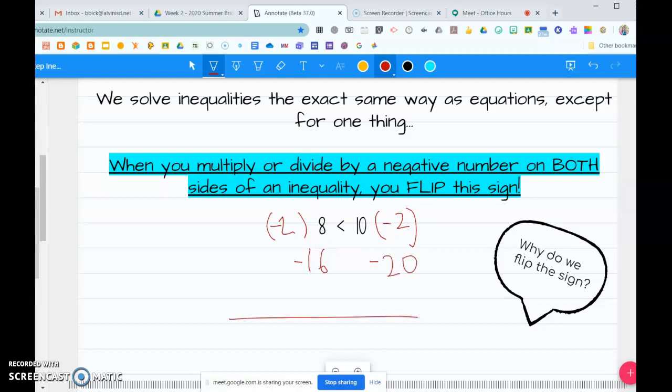Well, if I'm going to graph those on a number line, then this technically would be 0, right? And this would be negative 16, and negative 20 would be over here. Well, originally, my symbol said 8 was less than 10. Well, is negative 16 less than negative 20? No. That is why our sign has to flip. So every time we multiply or divide by a negative number, our sign has to flip. Okay, so let's solve a few.